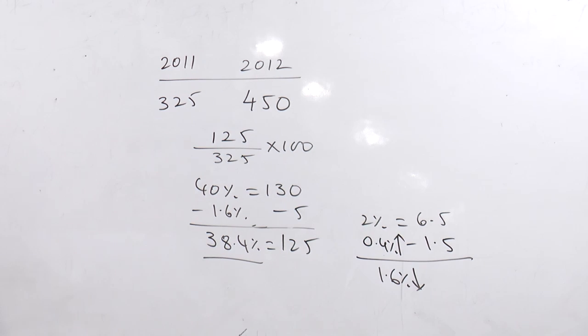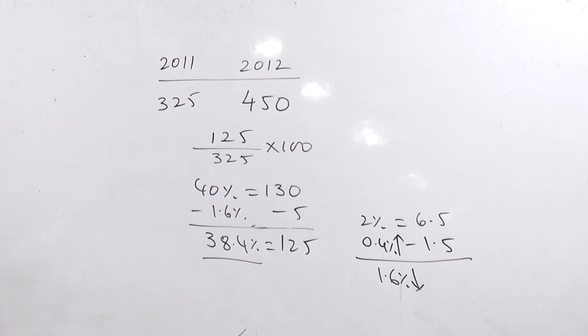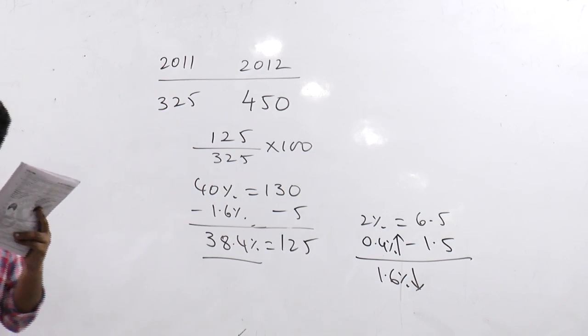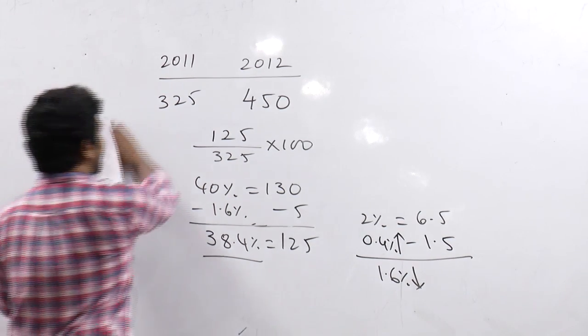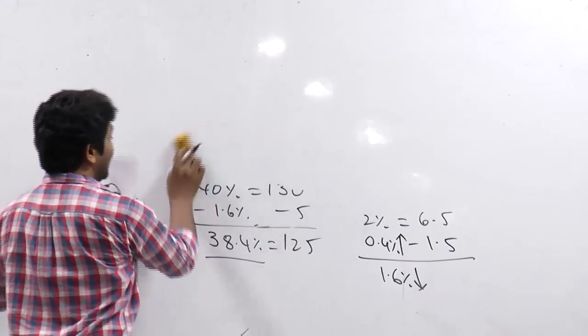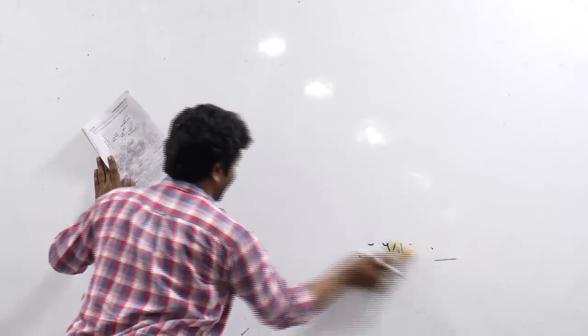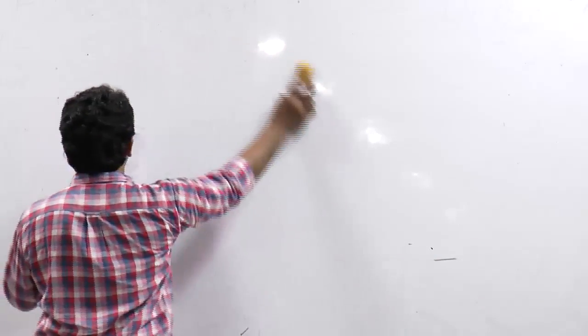Next. If profit earned is equal to income minus expenditure, you know that point, they need not mention. What is the percentage of profit earned by company C in 2011? Company C, what is profit? 50. From where? 150. 50 out of 150 is 1/3, which is 33 1/3%.